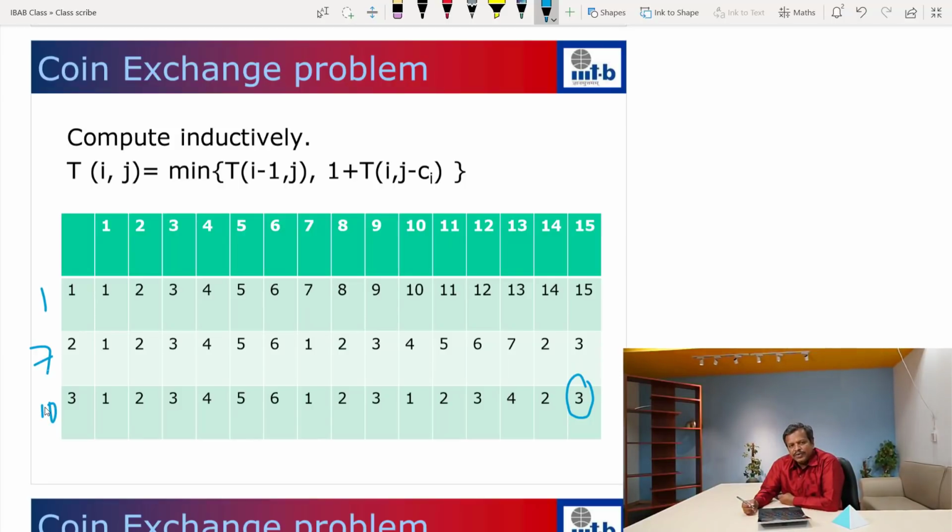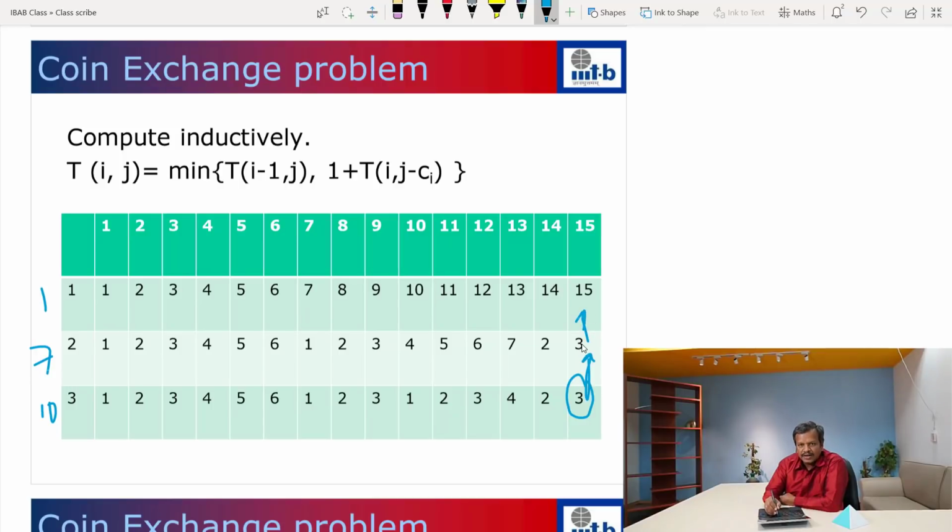So we are interested in knowing what are these coins that need to be used. The first thing is that we check whether this number is equal to the previous number, that is, T of i comma j equal to T of i minus 1 comma j. If that is the case, then we conclude that the third coin, the value 10 coin, is not used. So i is decremented by 1. Next we check whether the 3 is not equal to 15.